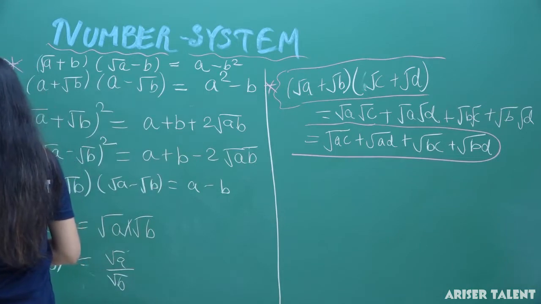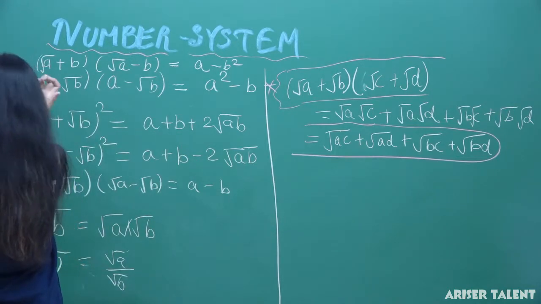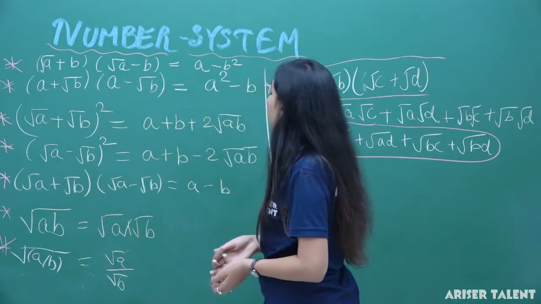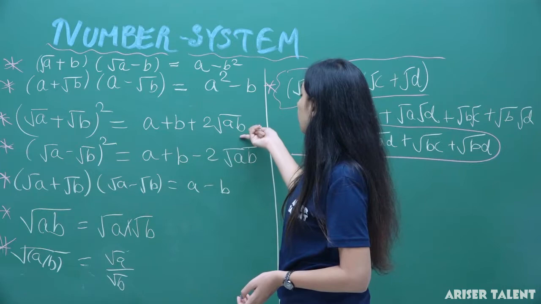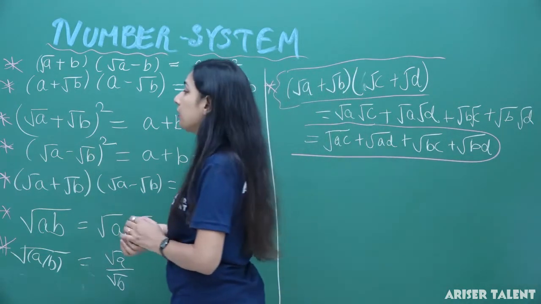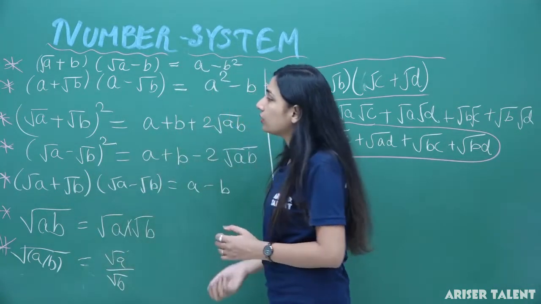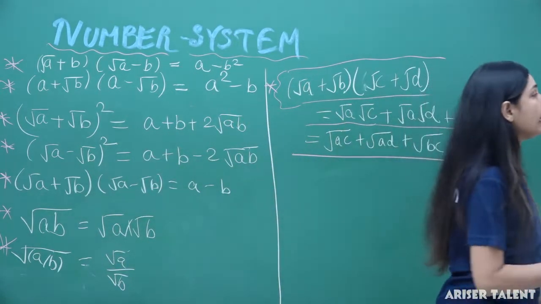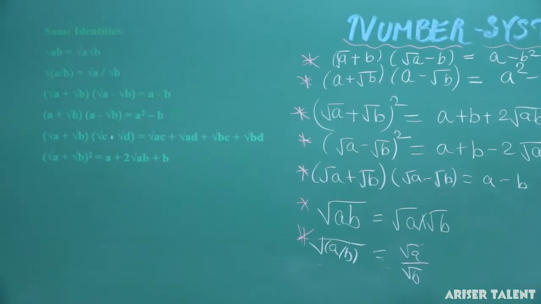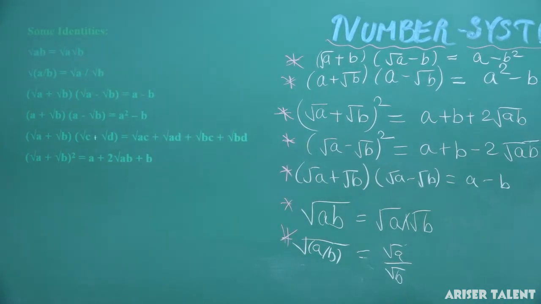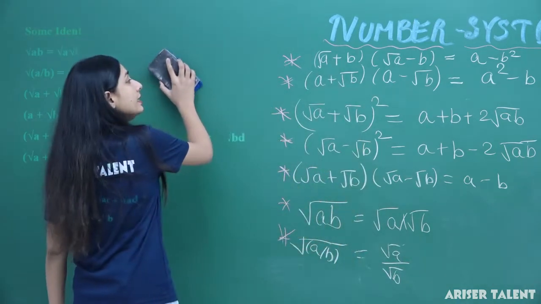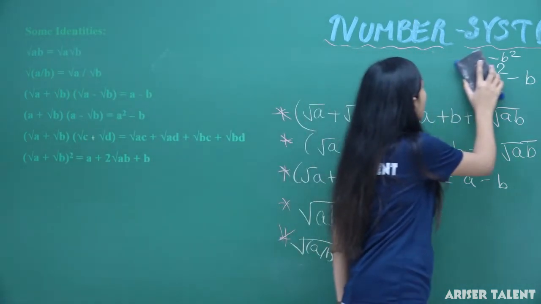Now after that we are having root a plus root b whole square. Okay, so we have covered this root a plus root b whole square, that is a plus 2 root ab plus b, or we can write a plus 2 root ab plus b. Now you can do one thing, just note it completely and then we will move towards the questions. Noted? Okay. These are the identities that we are going to use in our questions.